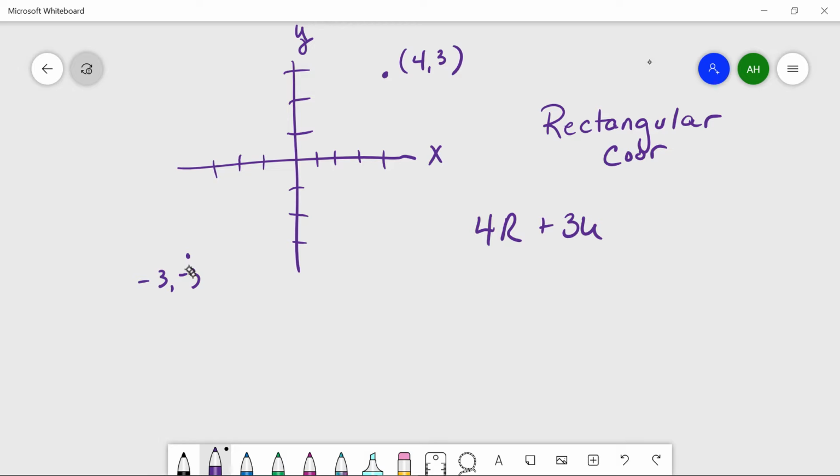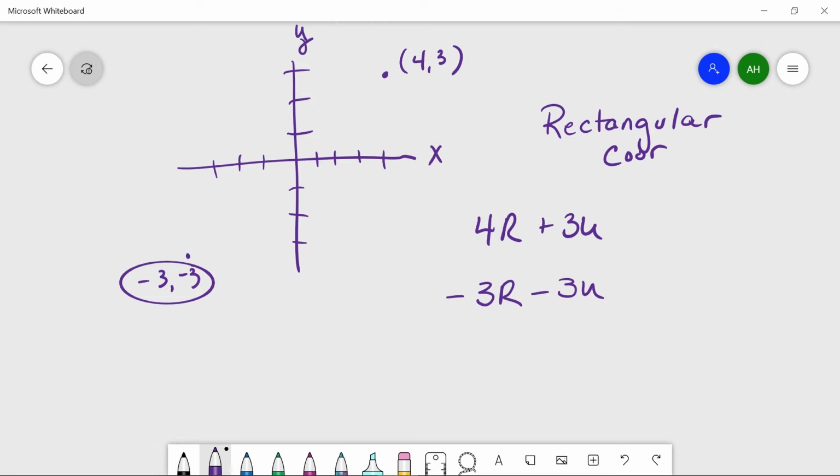All right, this one, however, is 3 to the left, right? So we're going to call this not 4, it's 3. So we're going to call this one negative 3r. Okay, and then this one down here, instead of going up, it's gone down, right? So this is going to be negative 3u.